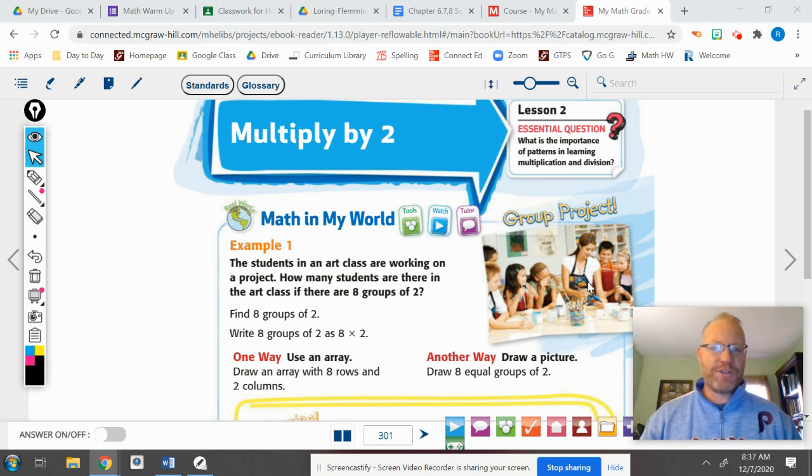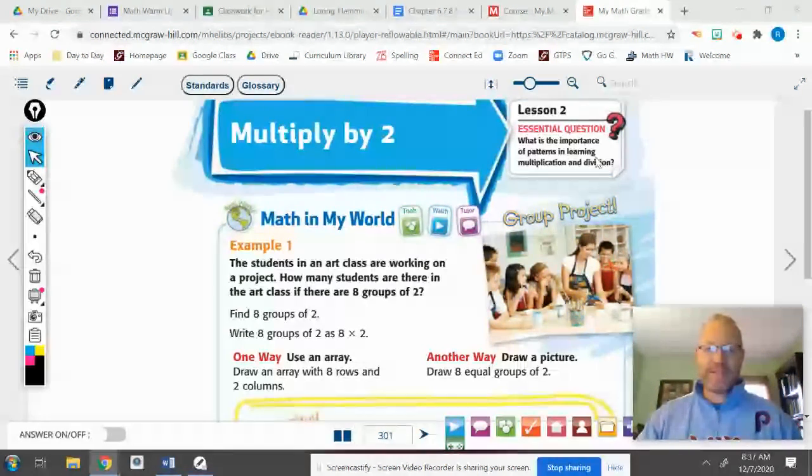We have multiplication, and we're talking about multiplying by 2. So the essential question for today is, what is the importance of patterns in learning multiplication and division? As we continue to talk about multiplication, we are thinking of patterns just like we were yesterday when we were looking at the multiplication table. So, multiplied by 2.